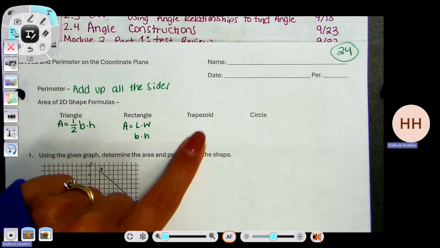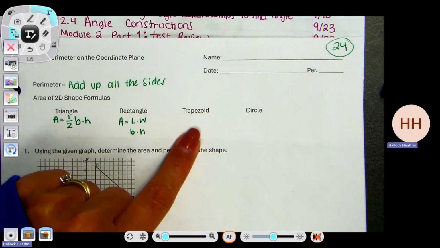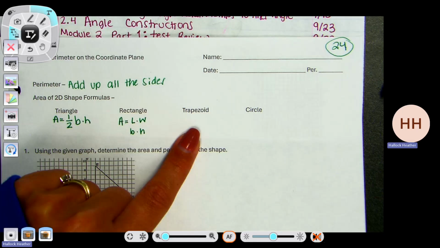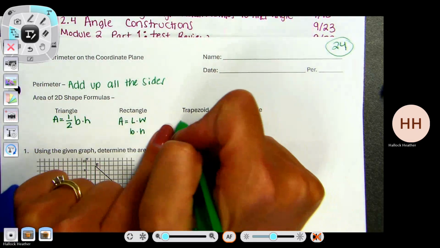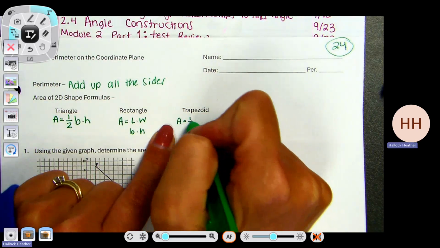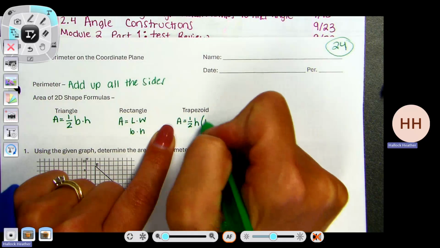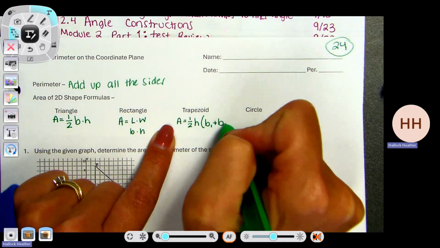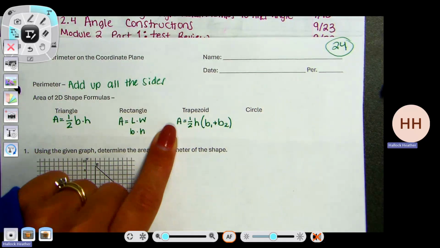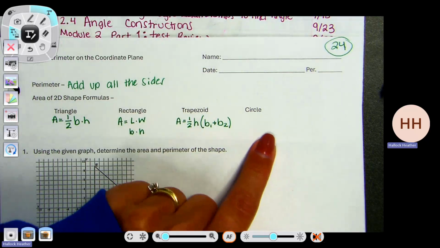Trapezoid, you probably don't know off the top of your brain. So let's look at our formula sheet because that's on there. So if I look at the formula sheet, let's look for trapezoid. 1/2 h, and then in parentheses, base 1 plus base 2. We did this in the beginning of the year. You technically did it in middle school. You probably don't remember, but it's fine.